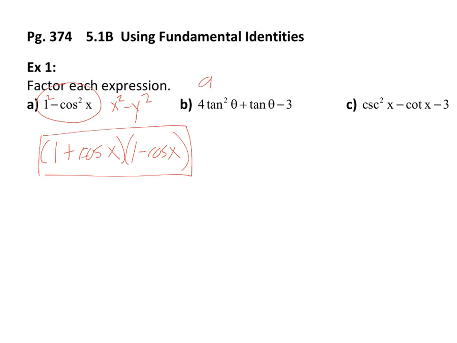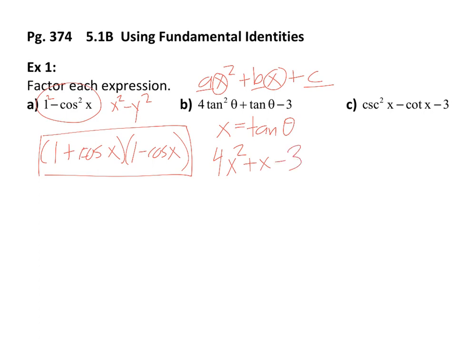Okay, doesn't this structure look familiar? The A in this case is 4, the B here is 1, and the C is -3. The x's are replaced with tangents, but everything's the same. It's a quadratic structure. So we could just say x equals tangent theta. We could rewrite this as 4x squared plus x minus 3. Now this should look more familiar.